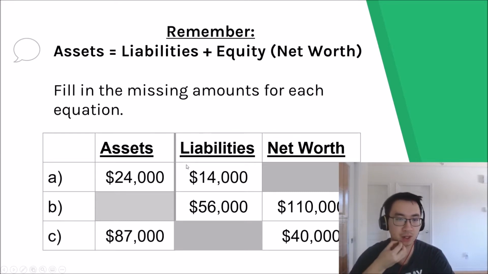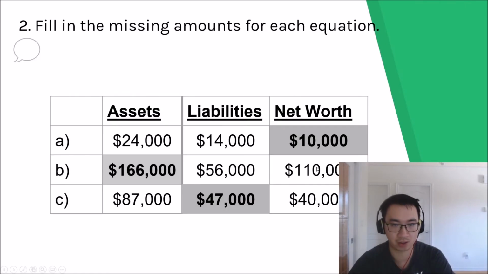So it's pretty straightforward. All you have to do is solve for x. So if you have 24,000 in assets and 14,000 in liability, solve for x. X is equal to 24,000 minus 14,000, so this would be 10,000. And all you have to do is make the equation equal, and these are the answers. Okay? Let me know if this makes sense. So 47,000 plus 40,000 is 87,000. 56,000 plus 110,000 is equal to 166,000.